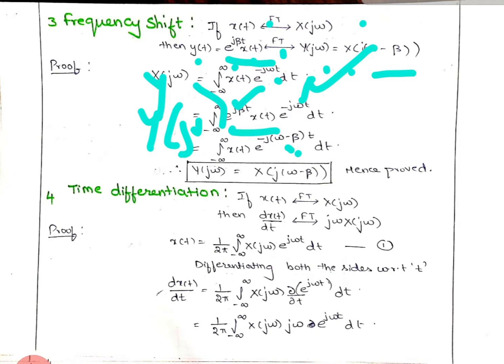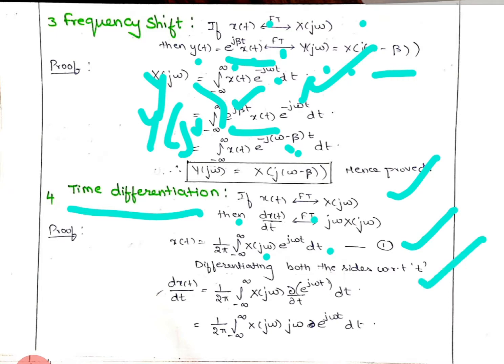Now let us see the time differentiation property. If the Fourier transform of x of t is x of j omega, then the Fourier transform of d by dt of x of t will be j omega into x of j omega. We know the first equation we started with, that is x of t is 1 by 2 pi integral from minus infinity to plus infinity of x of j omega e raised to j omega t d omega. Let us take this as equation 1.